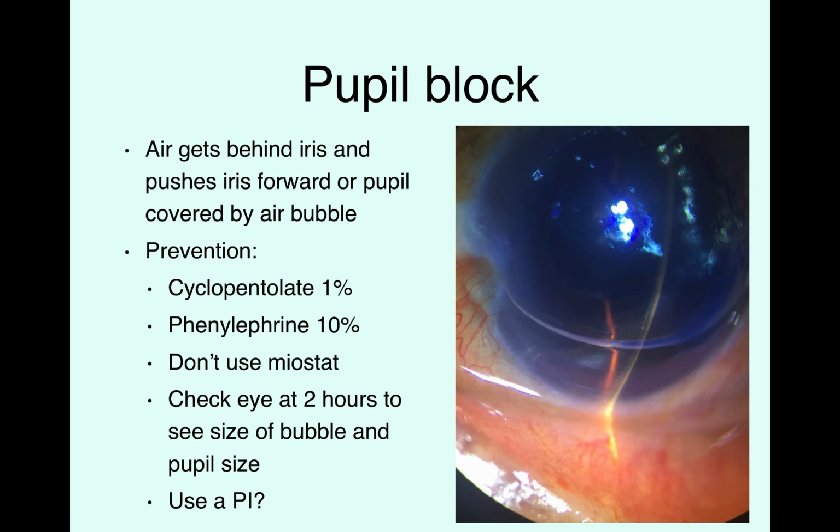So how are we going to prevent this from happening? Well, all of our patients get dilated, as mentioned, with cyclopentolate and 10% phenylephrine at the end of the case. Don't use Myostat, it lasts too long, and don't use pilocarpine preoperatively. And should we be using a PI? Well, we've already had a bit of discussion about that. We don't use a PI. Other centres do, but we haven't found that it actually changes our pupil block rates.